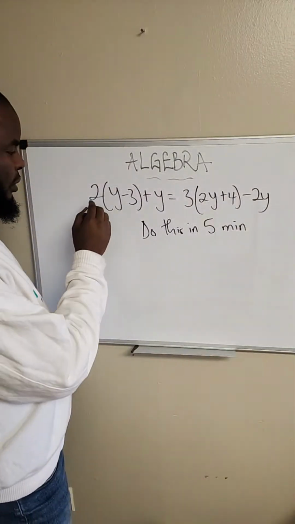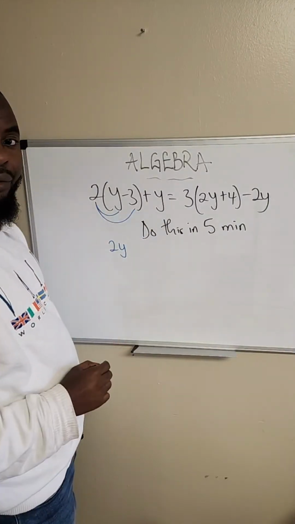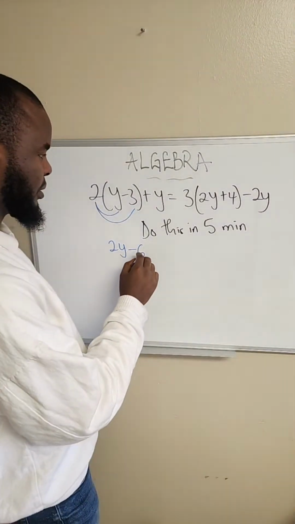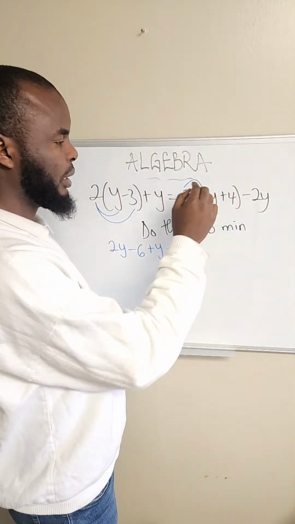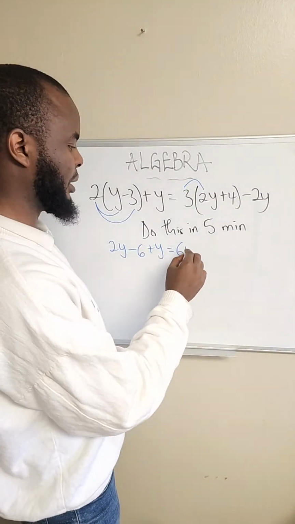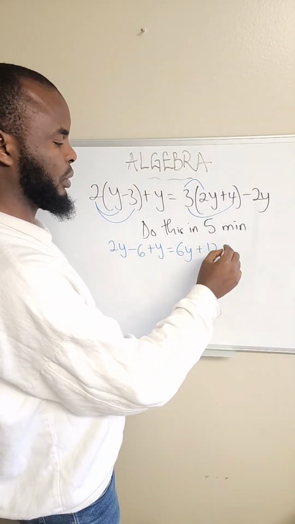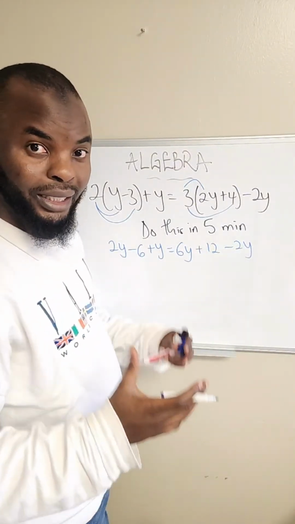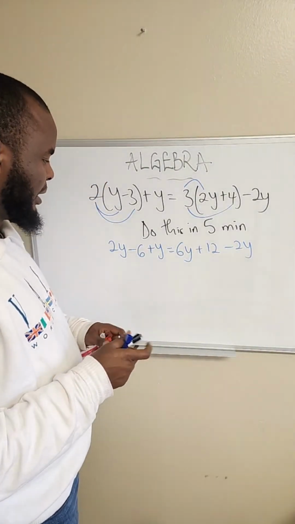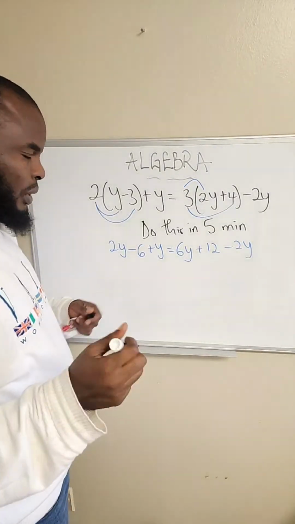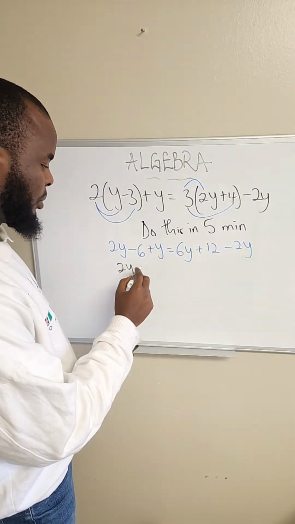Now, let me do this. 2 multiplied by y, we have 2y. 2 multiplied by negative 3 gives negative 6, plus y equals 3 multiplied by 2y gives 6y. 3 multiplied by 4 gives 12 minus 2y. The next thing is to collect the like terms. The y's together. So here I have 2y plus y.